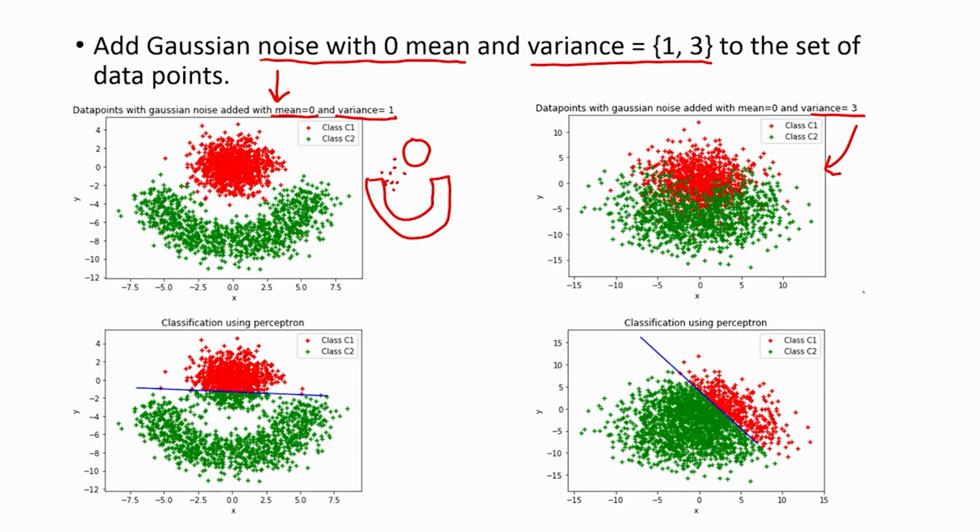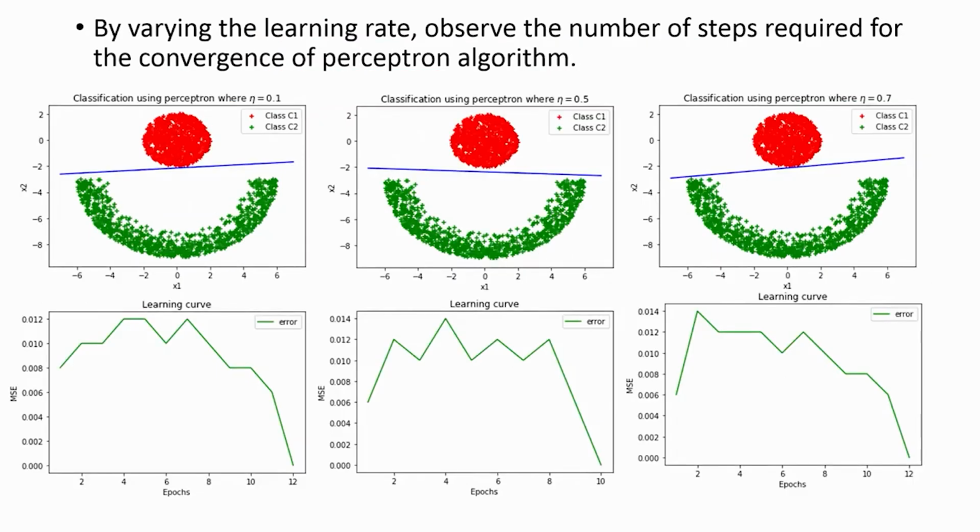So, one problem with perceptron that we see is that in the presence of noise it tends to fail, or it is not able to find the hyperplane that can classify the points. Now, let us observe what happens by varying the learning rate that we have in the update rule. So, now first let us fix the learning rate to be 0.1.